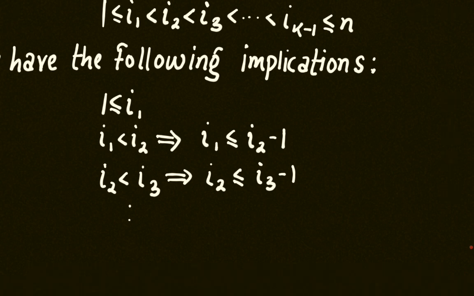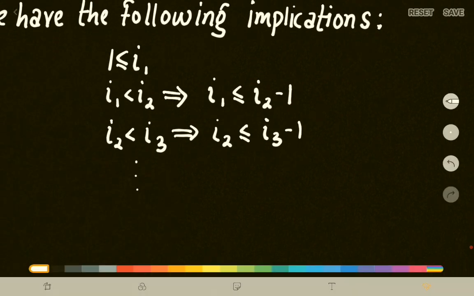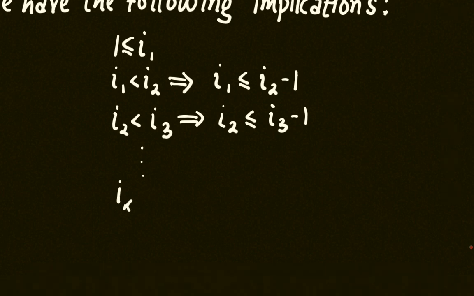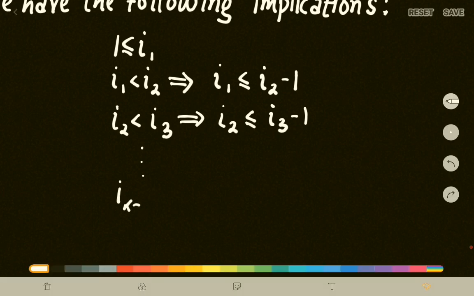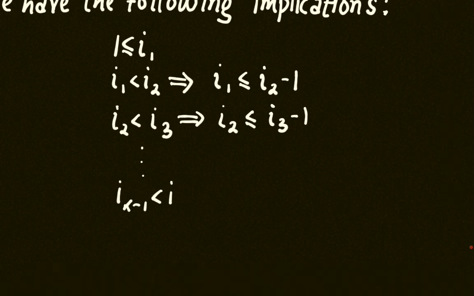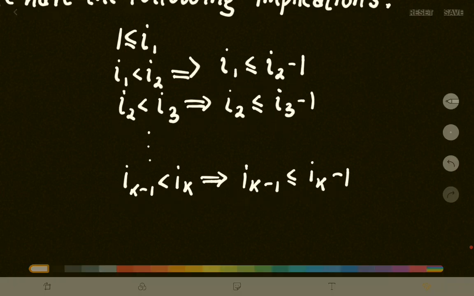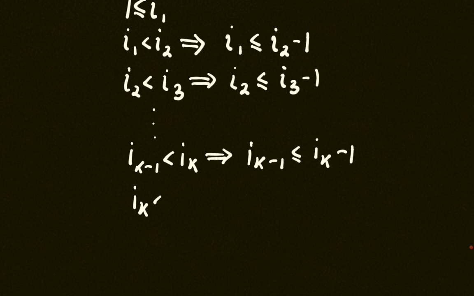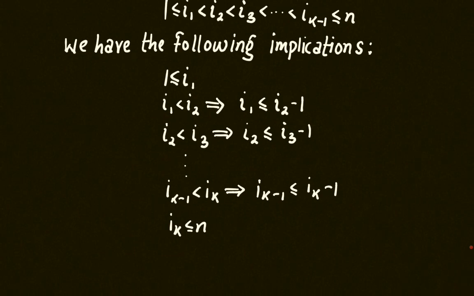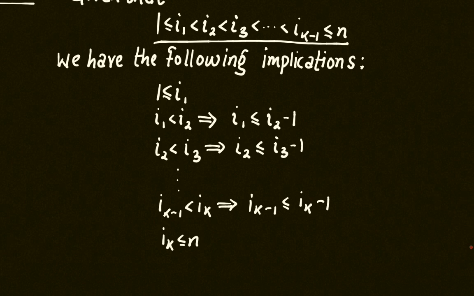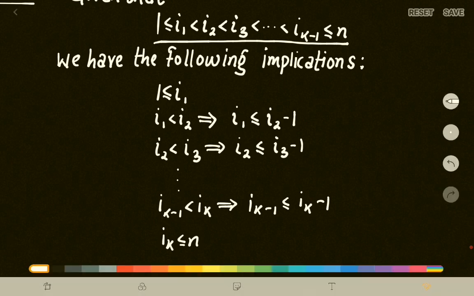Now, continuing this process, we'll get I sub k minus 1 is less than I sub k, which implies I sub k minus 1 is less than or equal to I sub k minus 1. And at last, I sub k is less than or equal to n. Now, I just wrote this full inequality in two pieces to have a feel of what's going on.